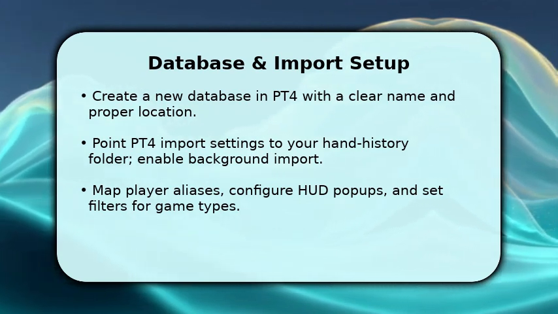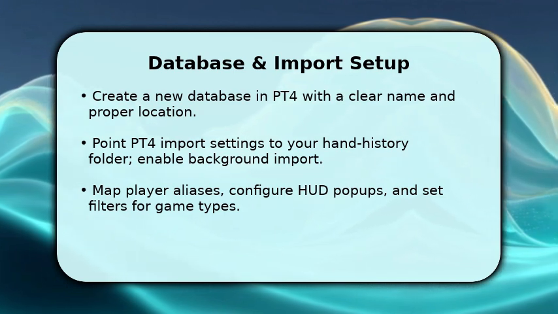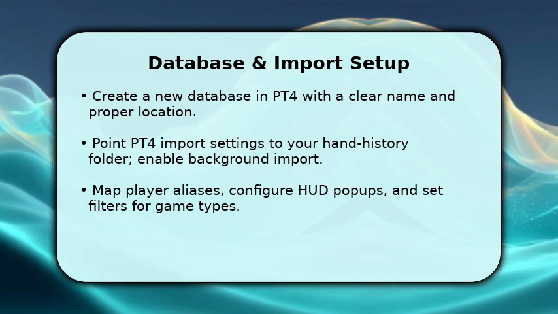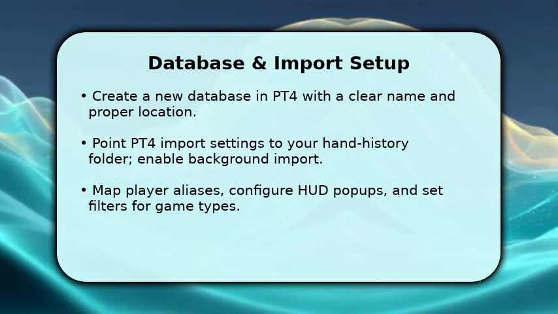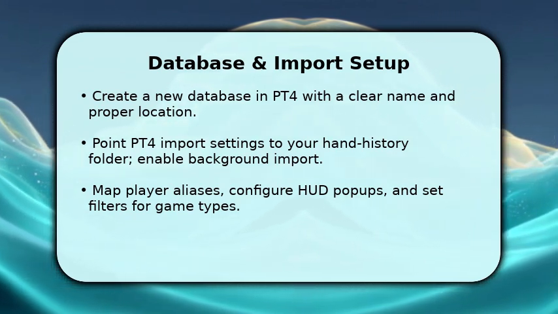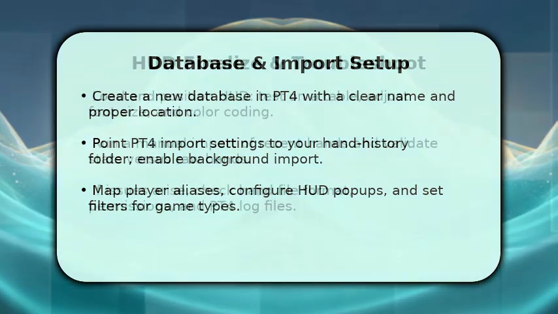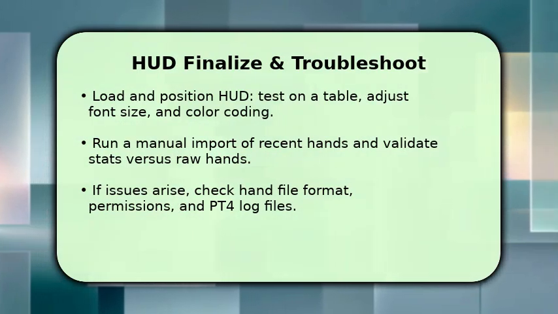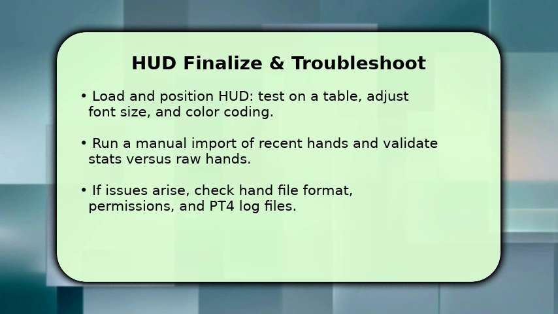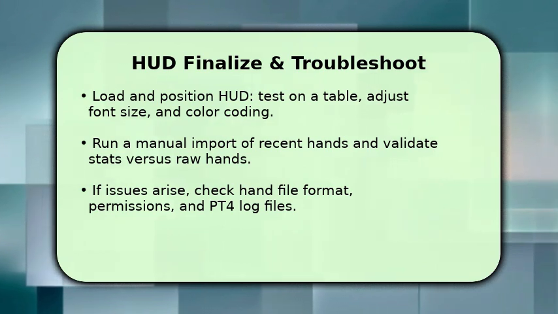Next, map player aliases to unify stats across accounts and set HUD profiles and pop-up windows tailored to cash or tournament play. Make sure to configure filters for game types so your stats remain relevant. This reduces noise and improves accuracy. Finish by loading a HUD profile and positioning it on a real table, adjusting font size and colors until readable at your table resolution.